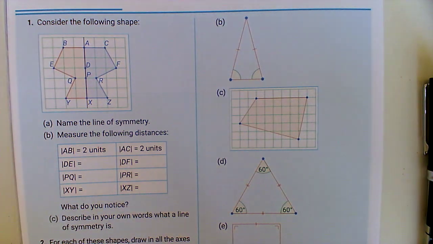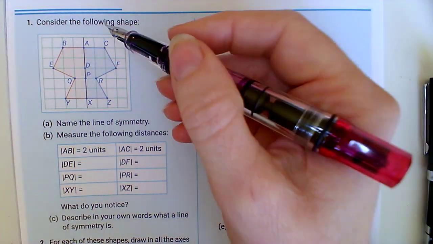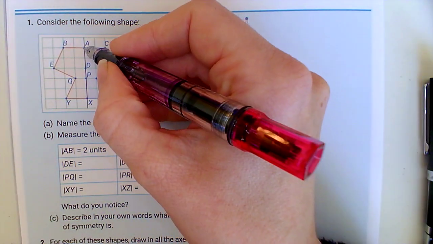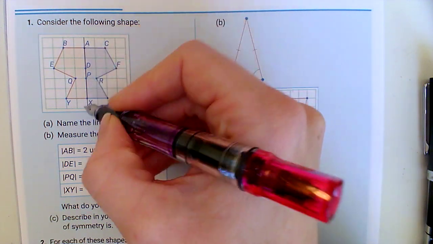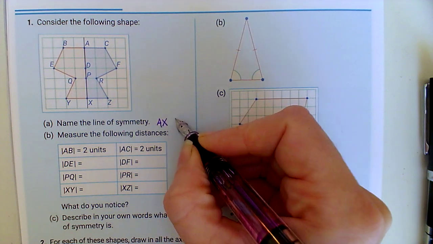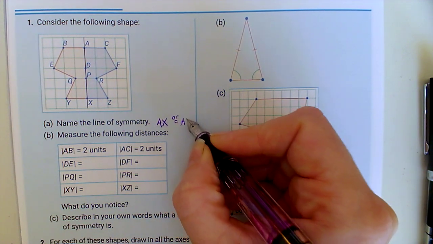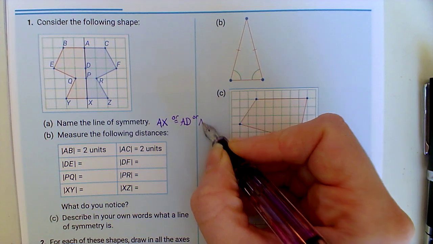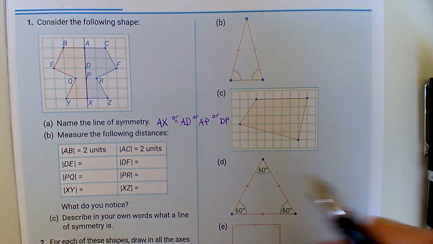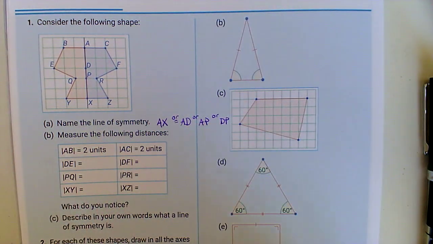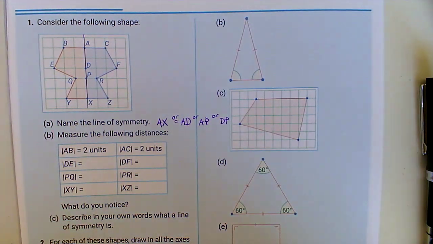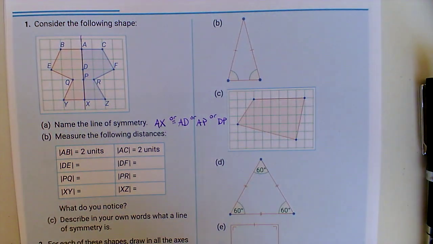Now you remember, we can name a line by any 2 points that are on the line. So there's a few different options to this. I'd probably go for the 2 furthest apart points. They're not endpoints, so I could call it AX or AD or AP or DP, etc. So any 2 points on the line will name that line, and that is the line of symmetry there, going down the center of the shape and dividing it in a mirror image.